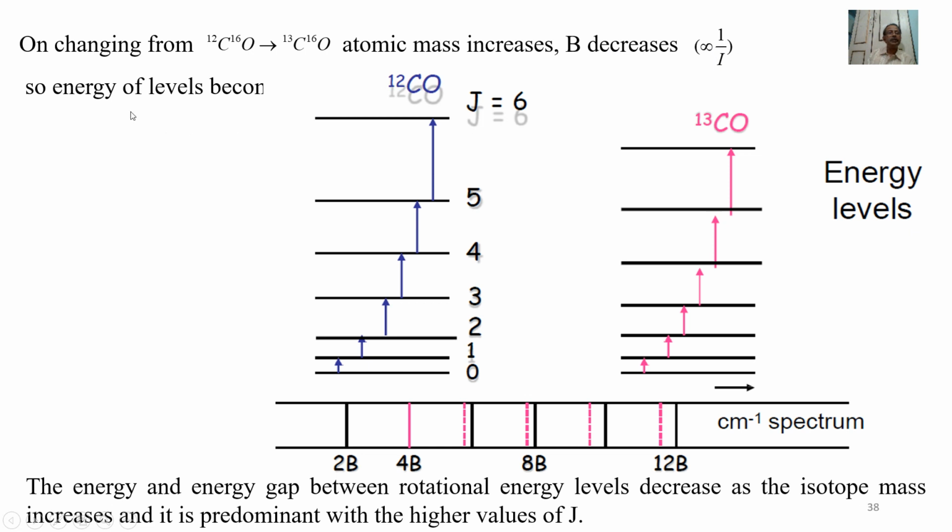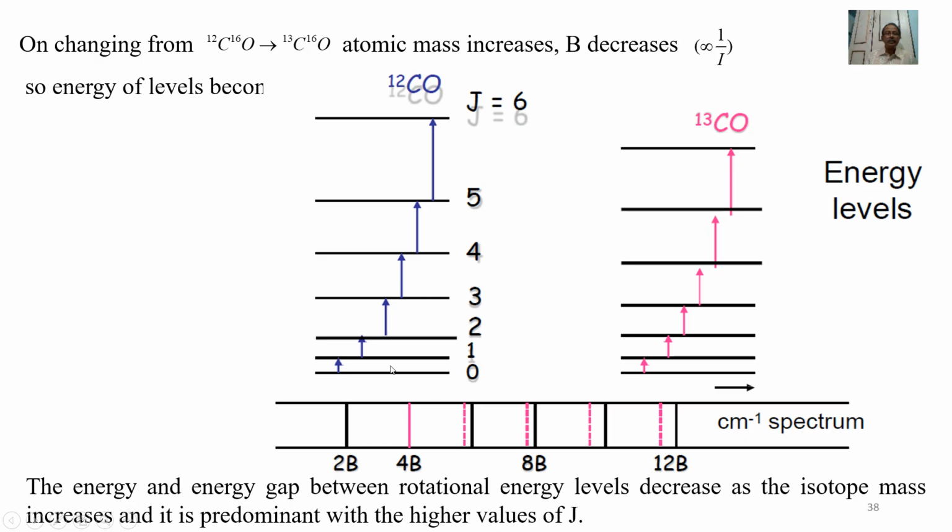So the energy of the levels becomes as shown. This is the energy of the diatomic molecule carbon monoxide without isotope, and this is with isotope. So this is C12 O and this is C13 O. The upper part shows the energy levels, and here this is represented as the spectrum. So this is the energy spectrum, and this is the energy levels of a rotating diatomic molecule, CO, carbon monoxide.